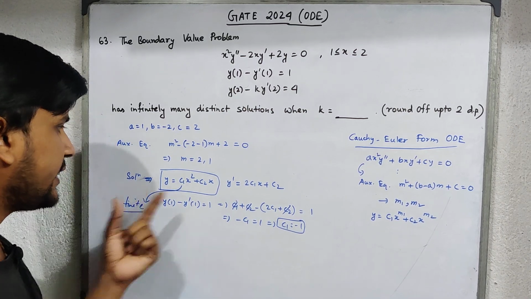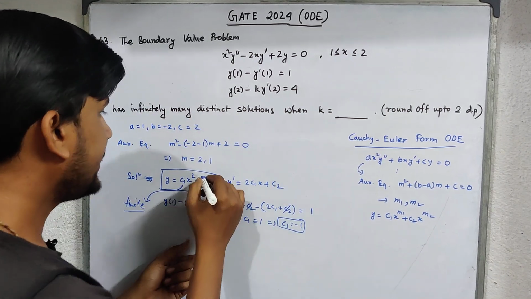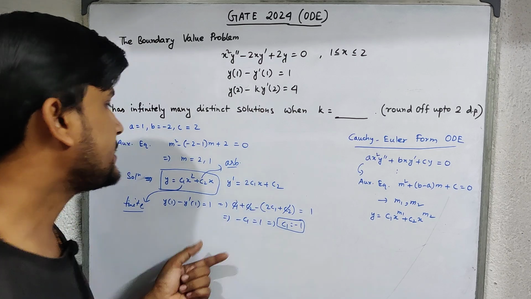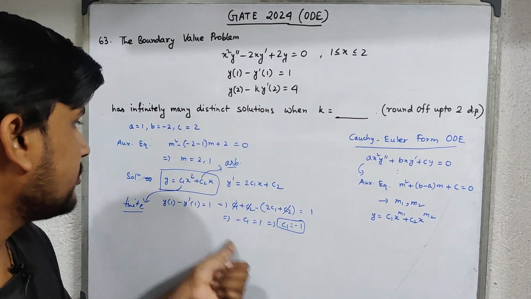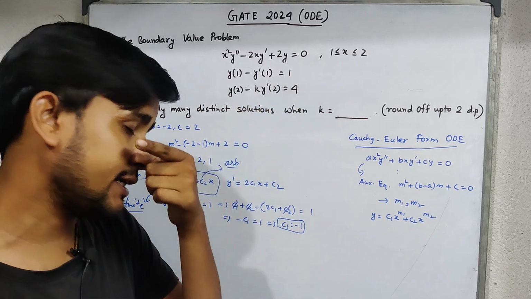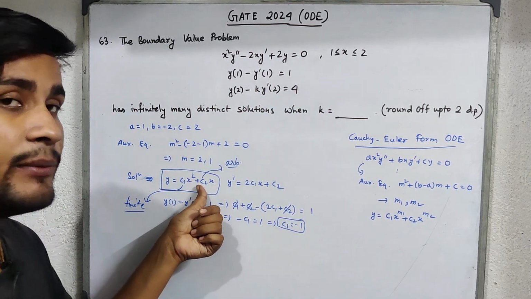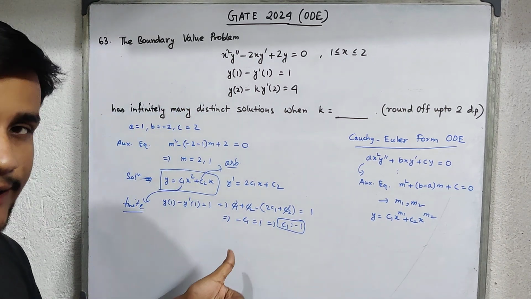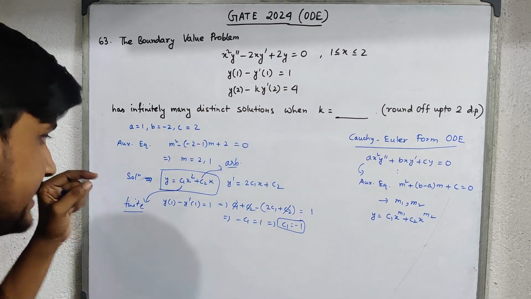Now this equation gives infinitely many solutions when c2 is arbitrary, that is, when the coefficient of c2 calculated using the boundary condition is 0. If the coefficient of c2 is 0, then c2 is arbitrary. We don't get any finite value of c2, and only in that case does this equation have infinitely many solutions.